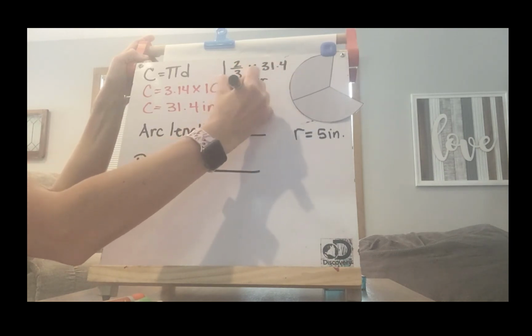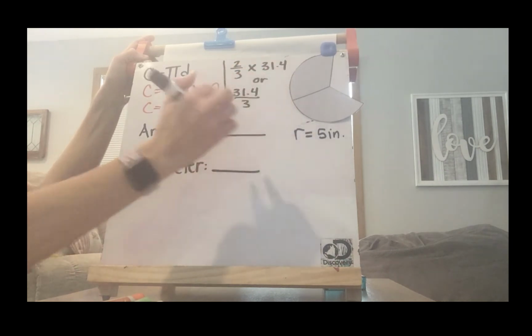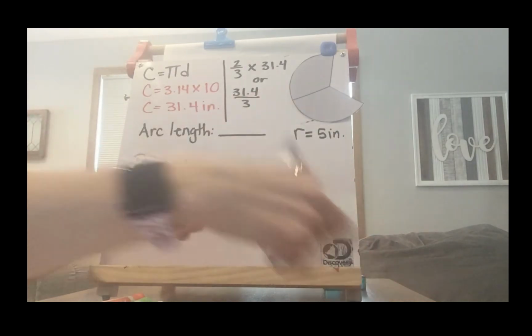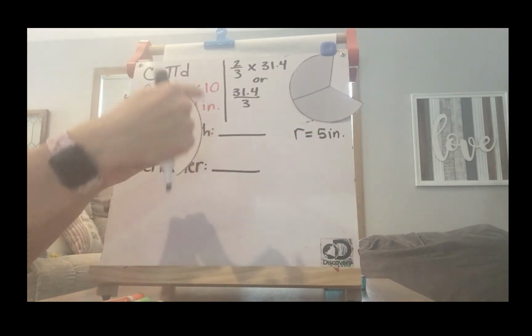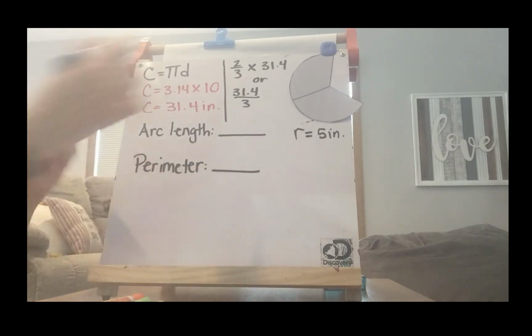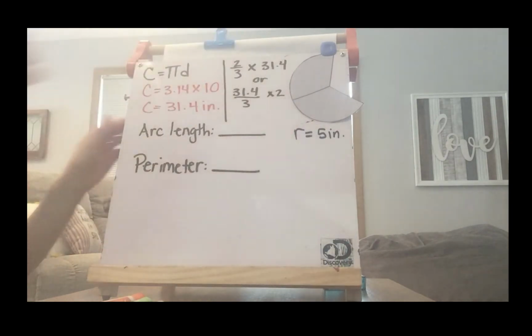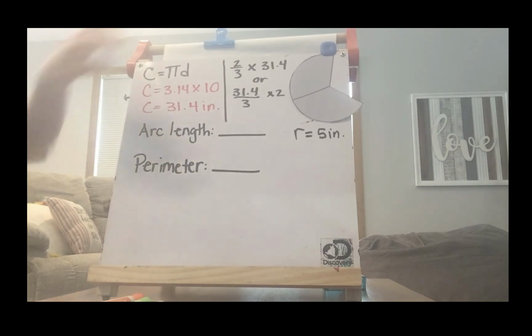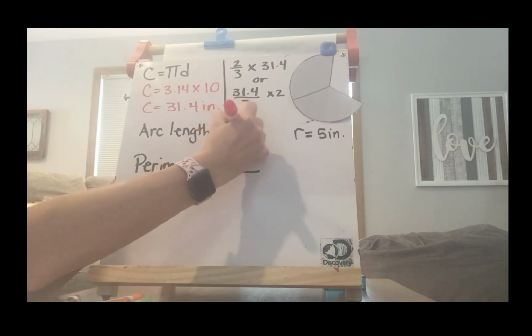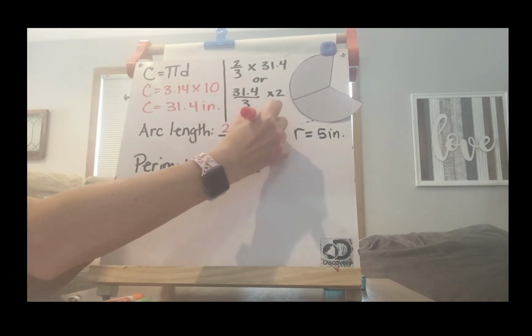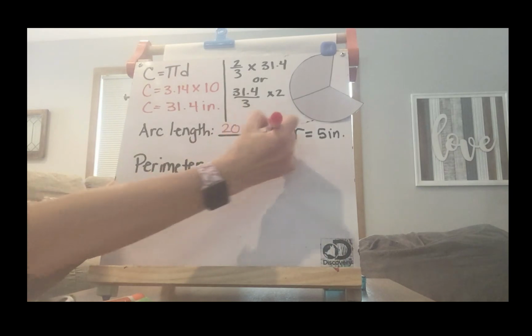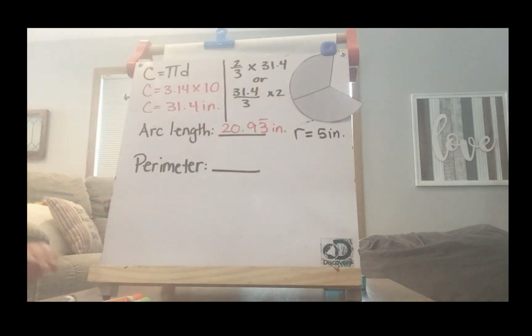Or I could go 31.4 divided by 3. That gives me what 1/3 is. That gives me how much just 1/3 of the circle would be, but I need another third, so I would times it by 2. Whatever one you want to type in your calculator, you go for it. What is the arc length for 2/3 of my circle here? I get it to be 20.93, and that 3 repeats, so I'm going to put a notation bar over it, inches.